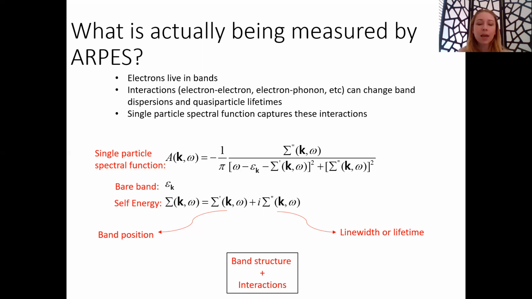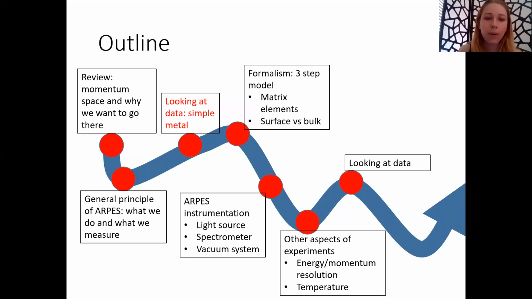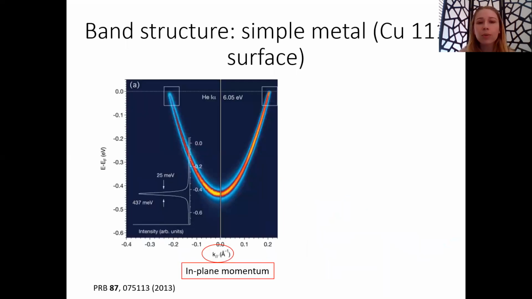So ARPES measures both band structure and interactions, and it does it all at the same time. So it's very difficult to tease out the original band structure from the effect that interactions had on it. Typically, you measure all of it together, and you have to interpret all of it together. All right. So at this point, let's go ahead and look at some simple ARPES data. So this is for a simple metal. It's a copper 111 surface state. So you've seen a portion of these data already. And it's very interesting because this is an experiment from 2013, so fairly recent.